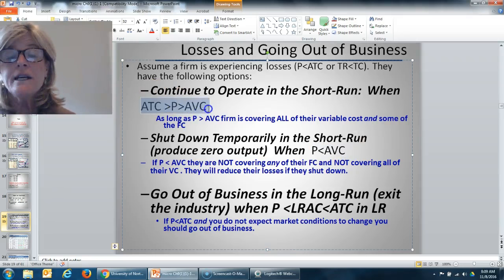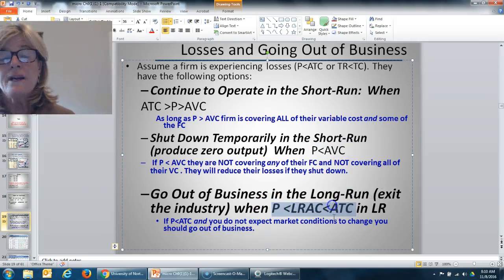In the long run, you really want your price to be greater than your average total cost so that you can sustain zero or positive profits in the long run, ideally.